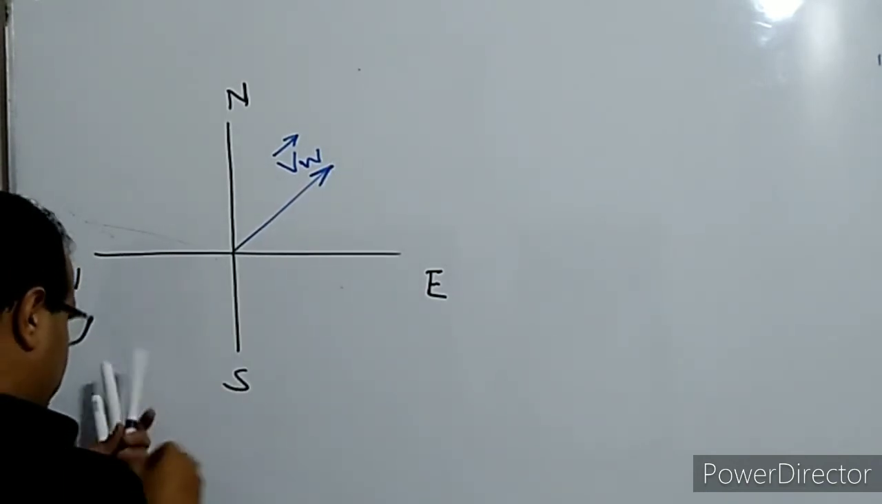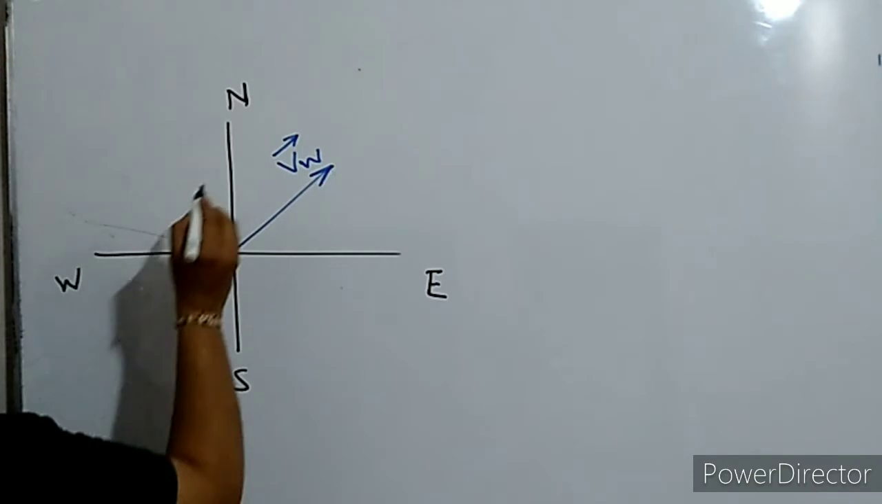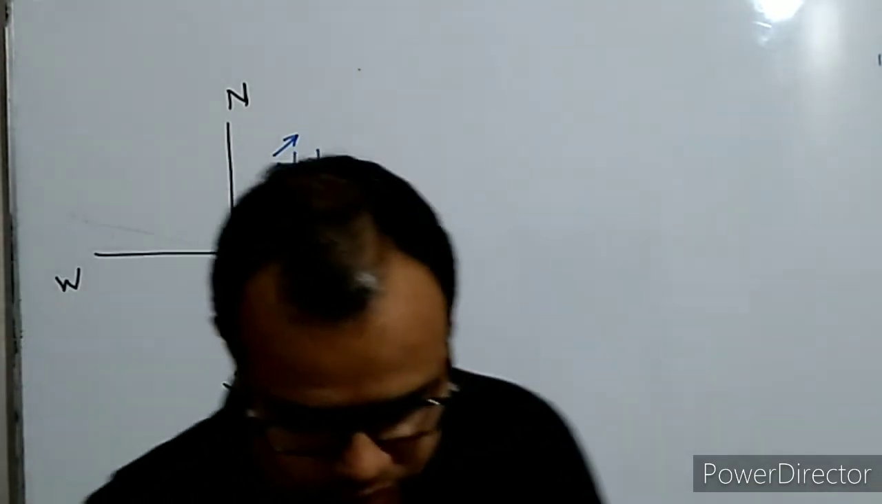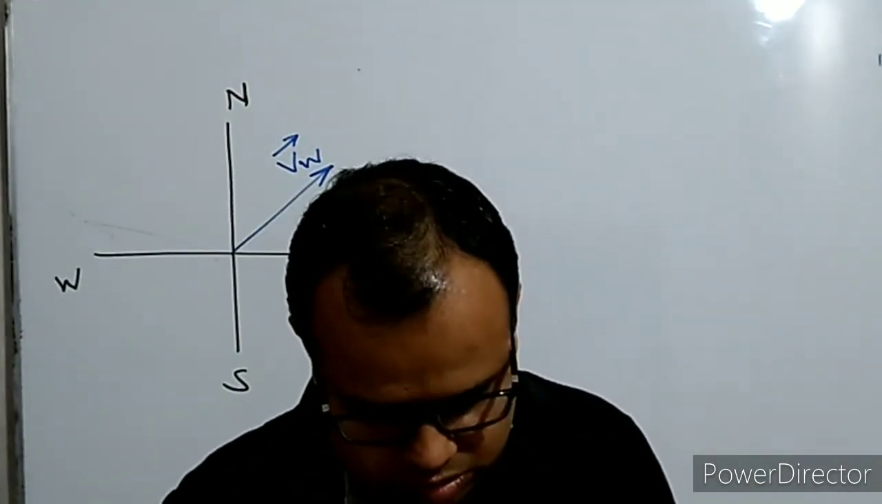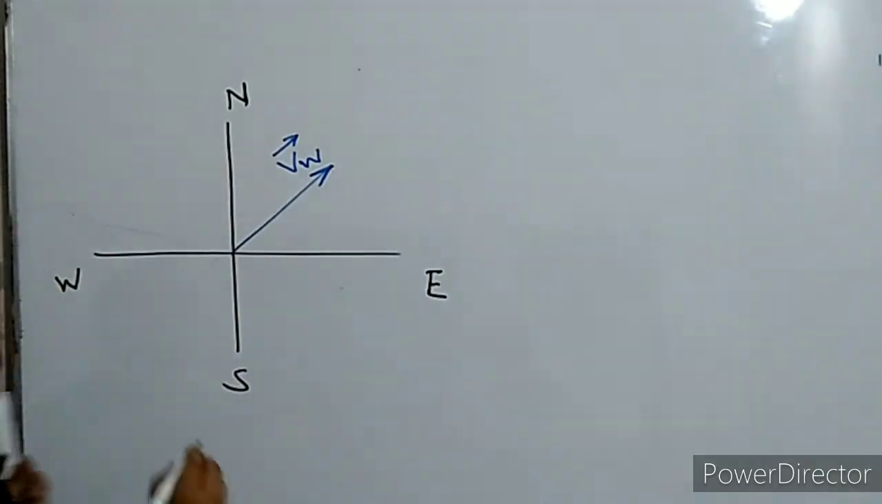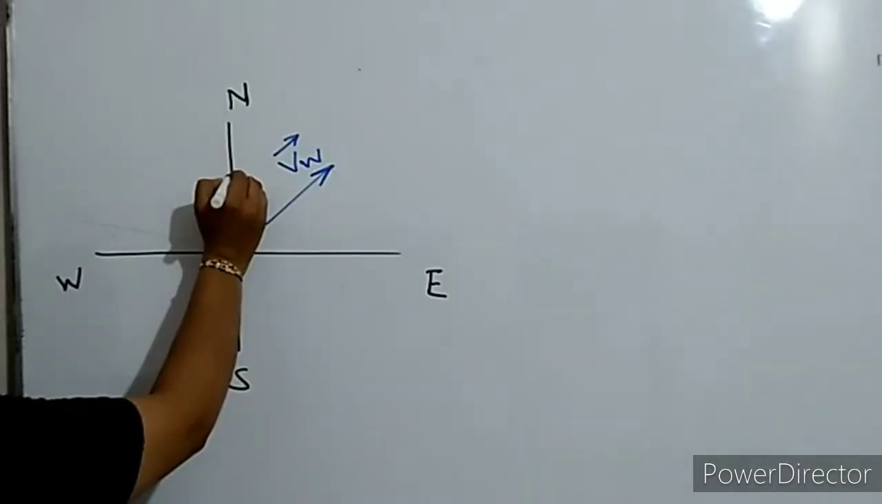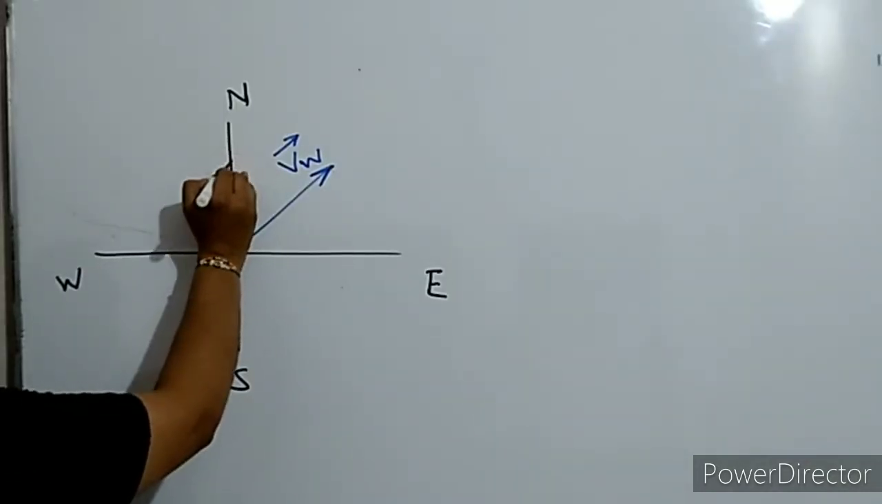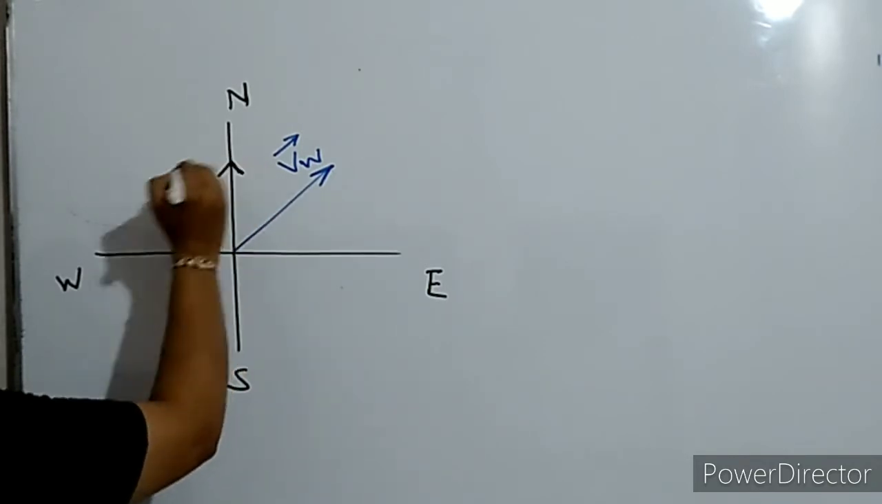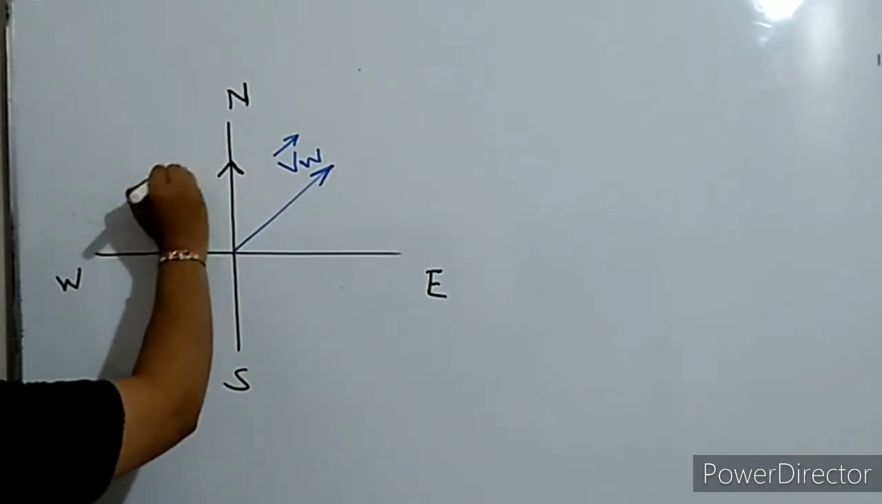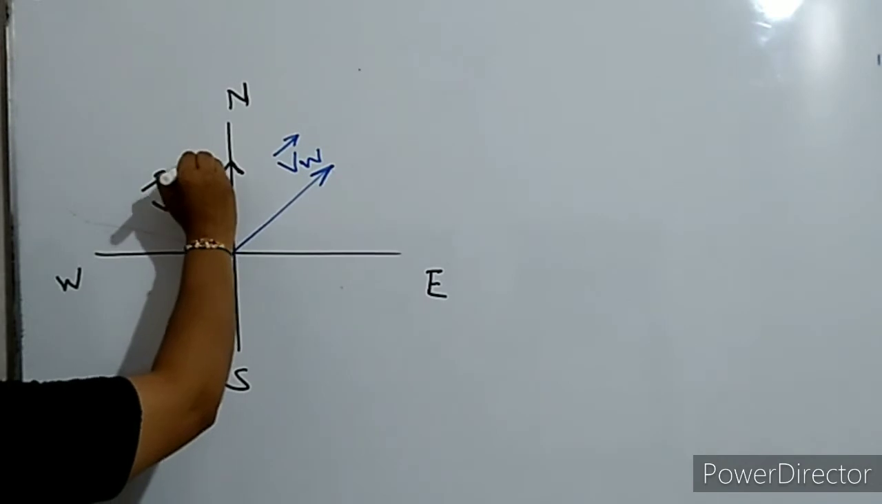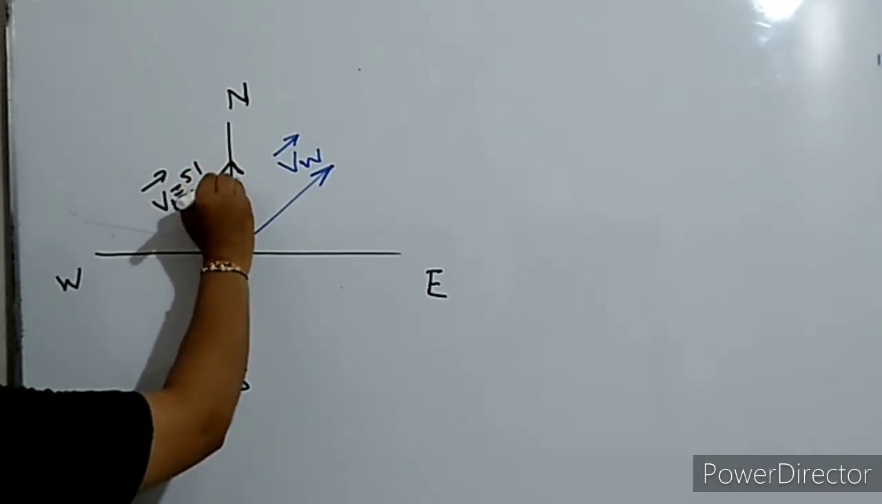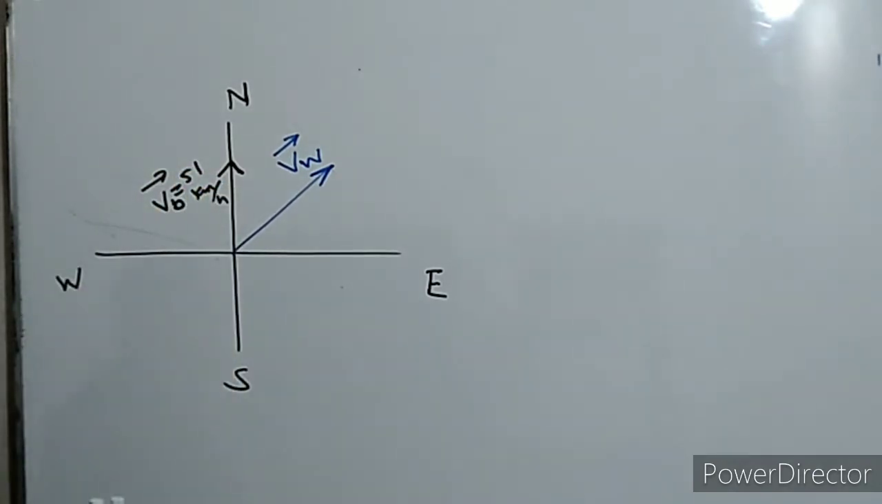It means that direction is given to the north. So the boat starts moving towards the north. Say this is the direction in which the boat starts moving, and this is the VB vector, and this is 51 kilometer per hour.